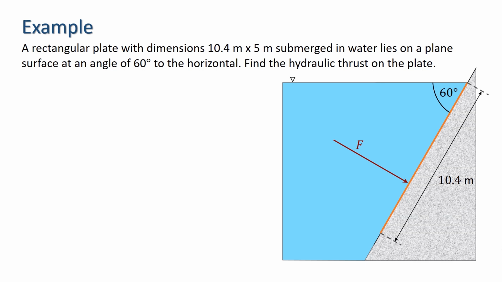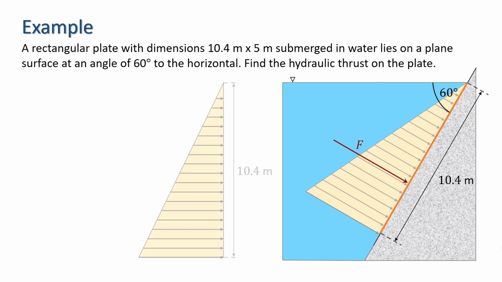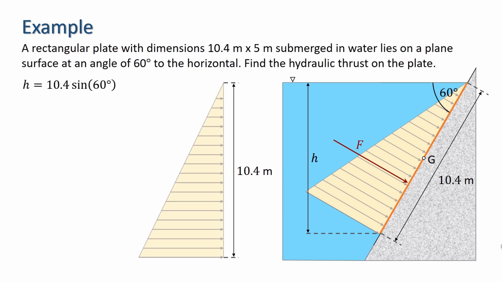We have a rectangular plate submerged in water, lying on a plane surface at an angle of 60 degrees to the horizontal. The plate has dimensions 10.4 meters by 5 meters, and we want to find the hydraulic thrust on the plate. We'll have a pressure diagram like this. We need to find the length of the base of the pressure diagram, which is ρg times the depth of the bottom of the plate. Let the depth of the bottom of the plate be denoted h. We get 10.4 times sine of 60 degrees, which is 9 meters.